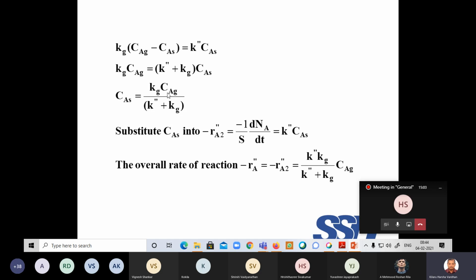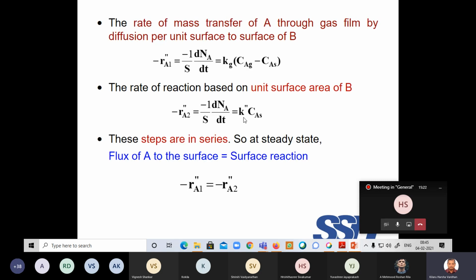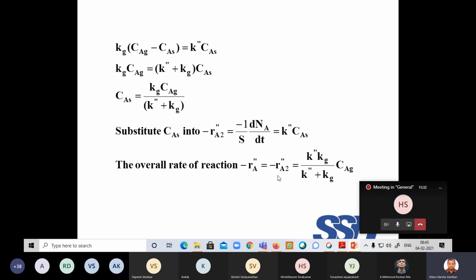CAS is unknown. CAG we know, because it is the bulk concentration; initially we know the concentration of the gas. We know the gas coefficient, that is the mass transfer coefficient, and we know the reaction coefficient. All that we know. So CAS is unknown. Then you substitute this CAS in this equation to give the global rate, observed rate, apparent rate or overall rate. Your apparent rate will be a combination of the resistances times the CAG. CAG is nothing but the gas film resistance.